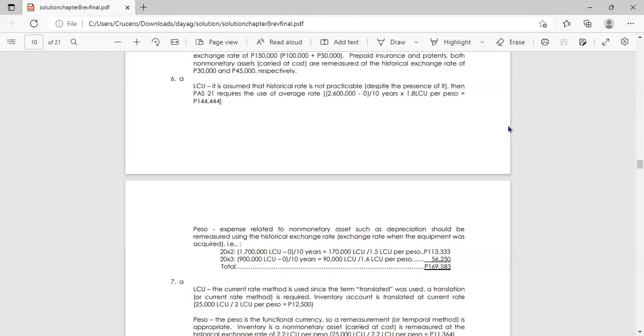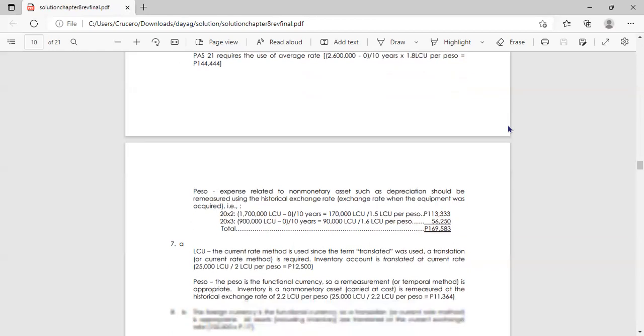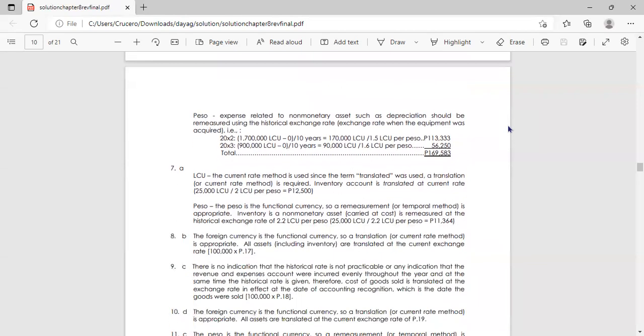That gives 6,250 depreciation in 20x3. That's now for 2 years, 169,583.